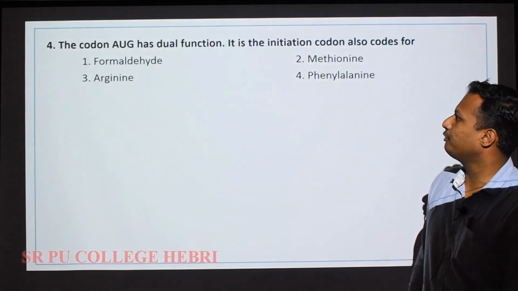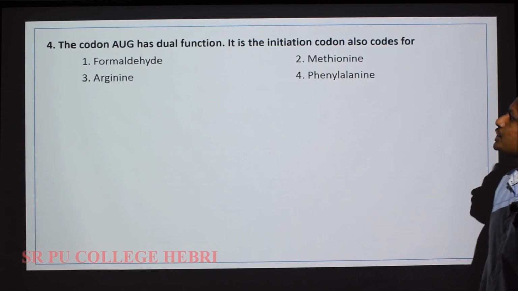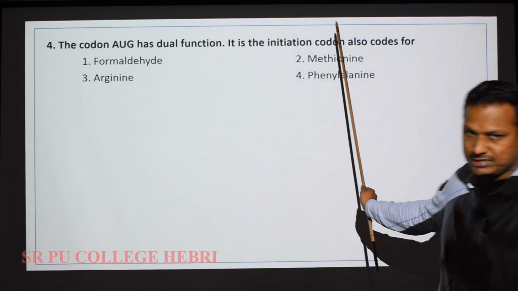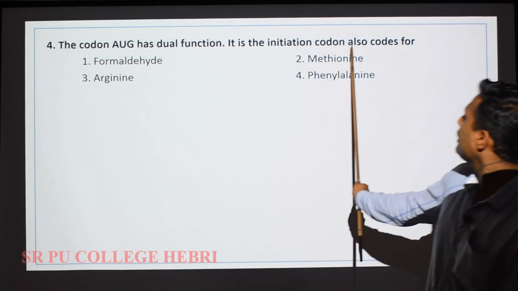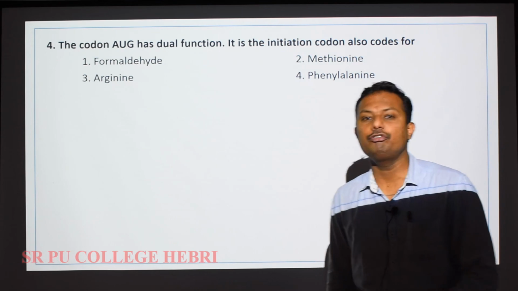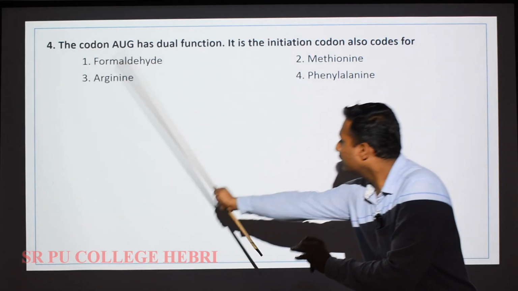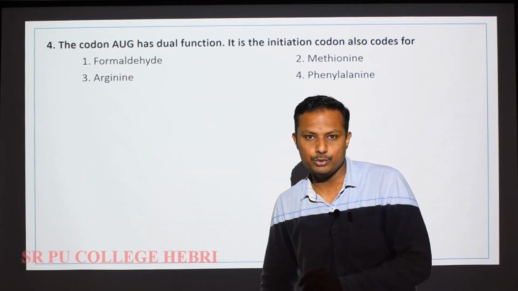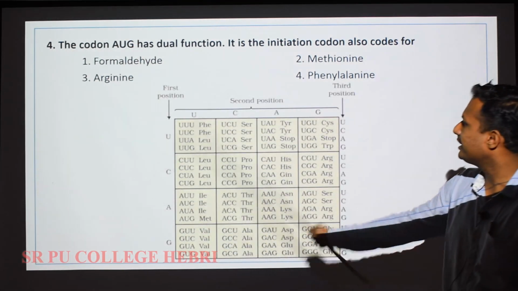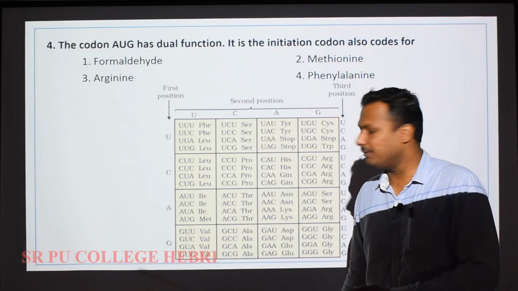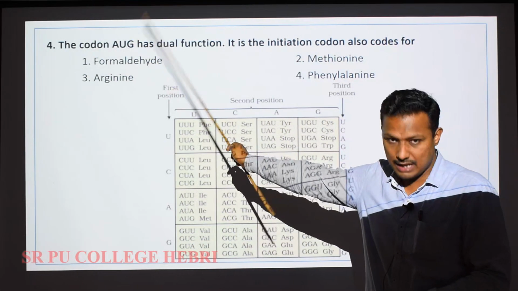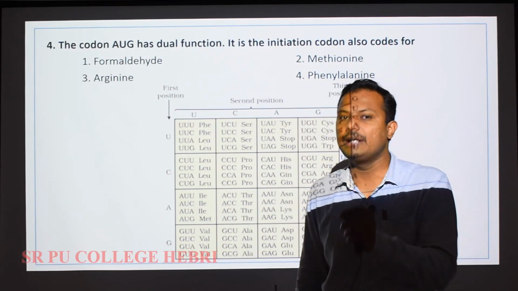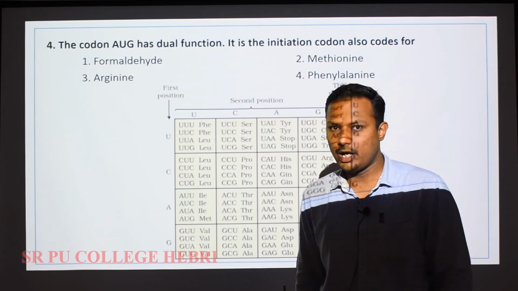Going to the next question, the fourth one: the codon AUG has dual function. It is the initiation codon, so this is one function they have already given here, and it also codes for... That means you have to identify which of these amino acids will be coded by this particular codon, AUG. So you should know the chart here. Try to remember this chart a little. Here AUG can be an easy one. You know AUG has dual function. It is also called a start codon and it codes for methionine. I hope you know, right?